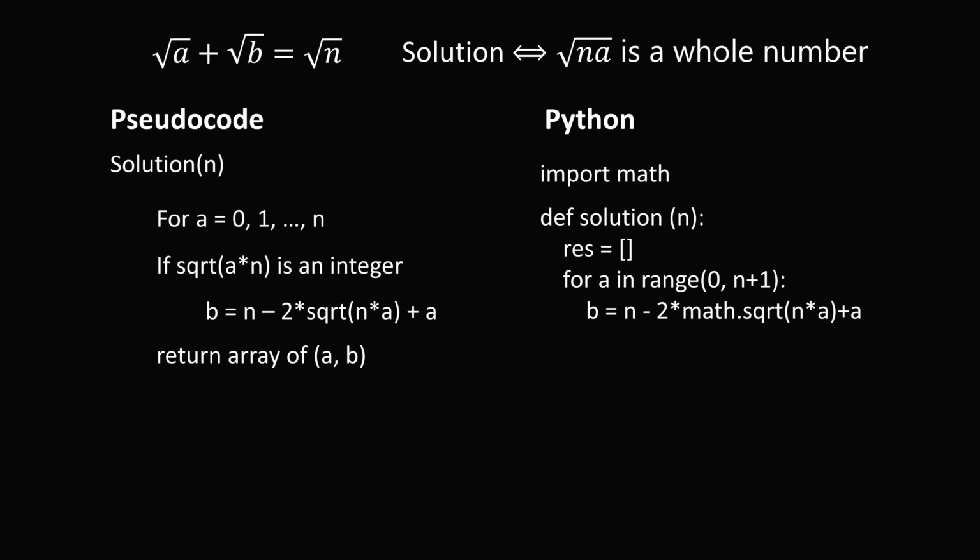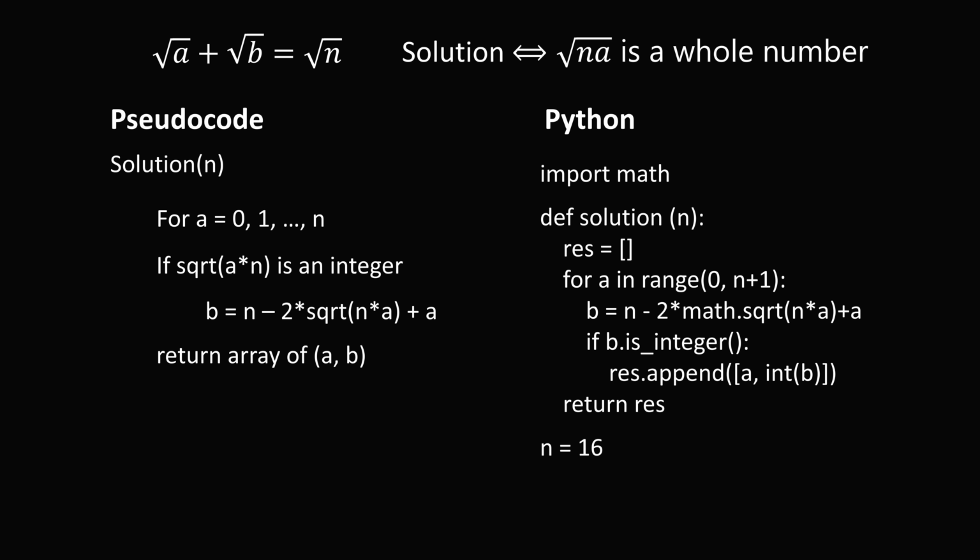We compute the value of b. Then, if b is an integer, we're going to add the pair a and the integer b to the solution list. And we continue this loop. Eventually, we return the result of all these ordered pairs. So let's try n is equal to 16. We're going to print all the solutions here.